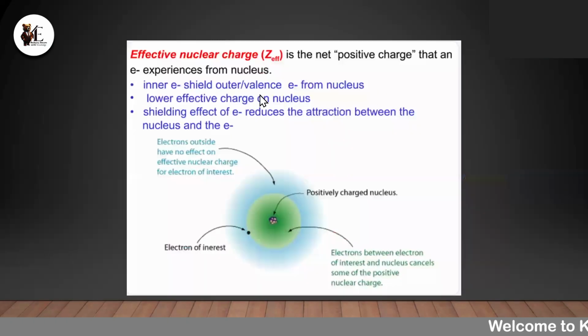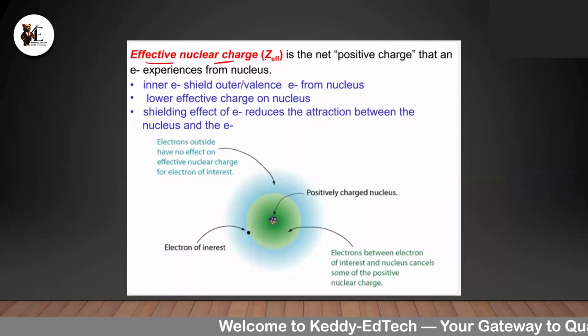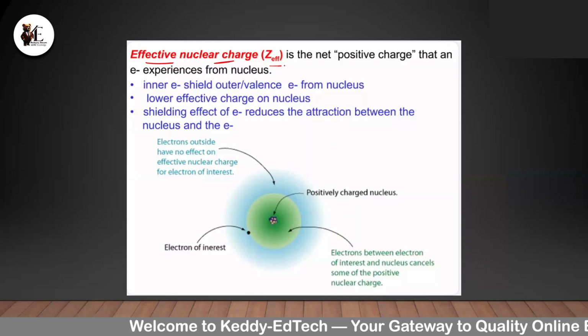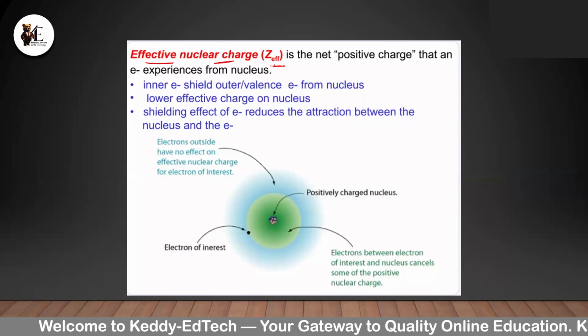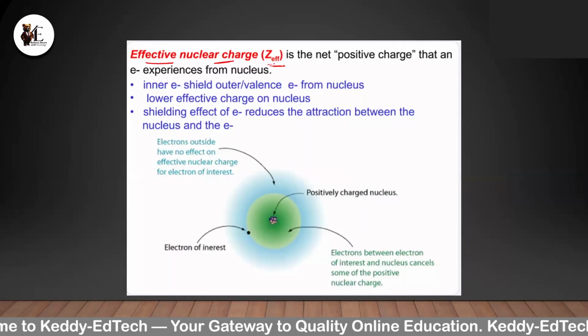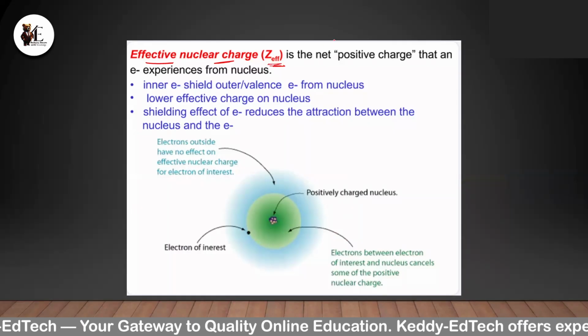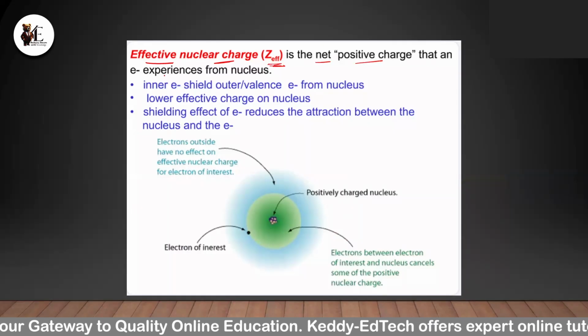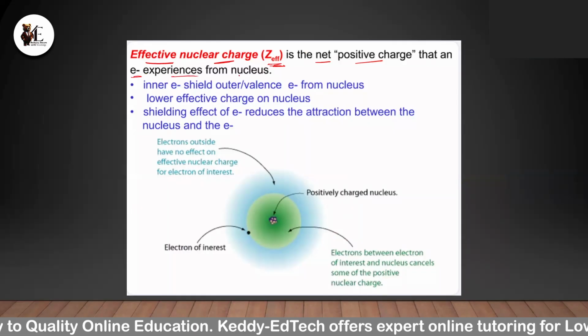So next is what is effective nuclear charge, because these are the factors which affect electronegativity. First of all, we learn what is effective nuclear charge. It is also represented by Z effective. Z means your nuclear charge, and in the subscript we will write e-f-f, effective. So it is a net overall positive charge which an electron experiences from the nucleus.